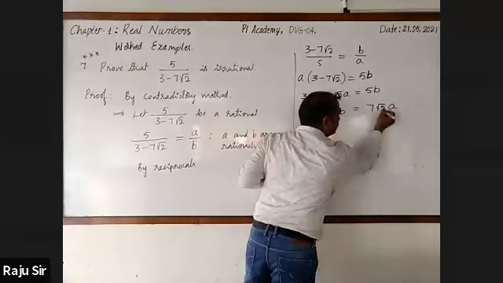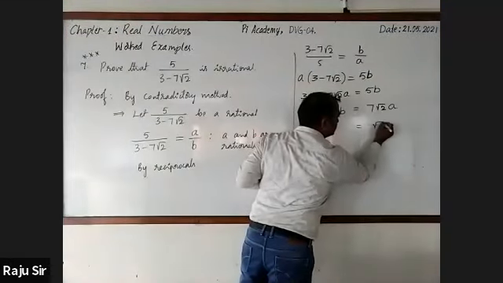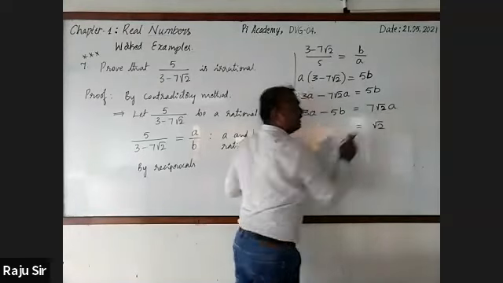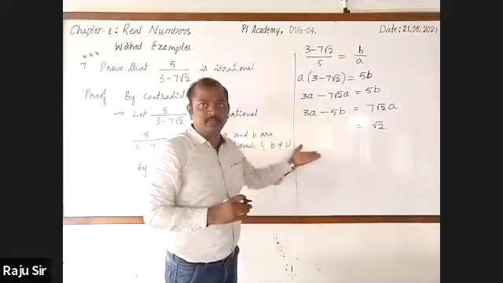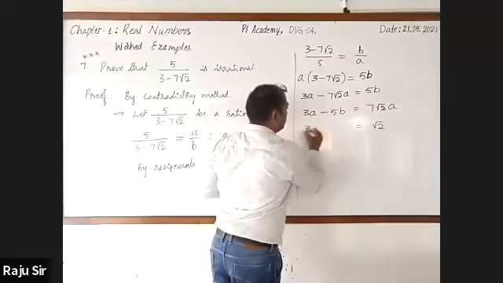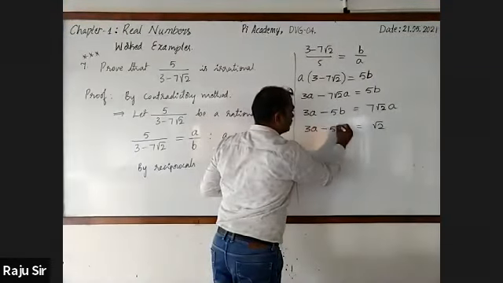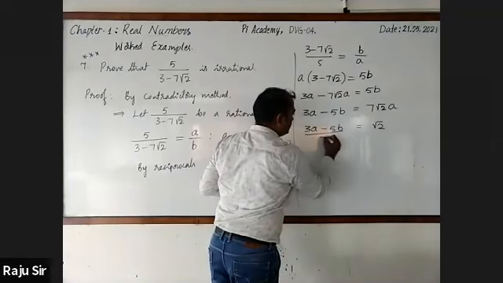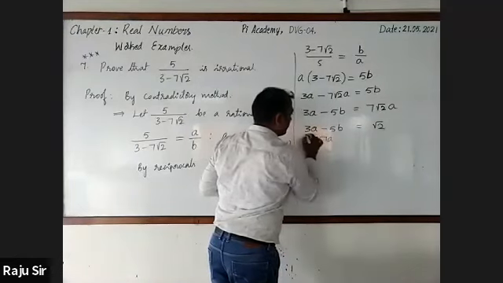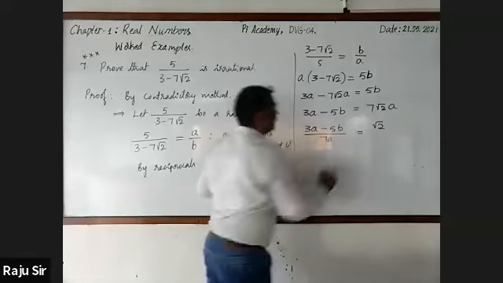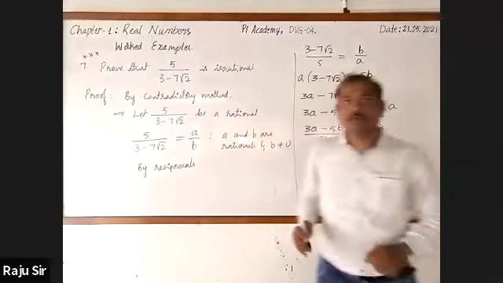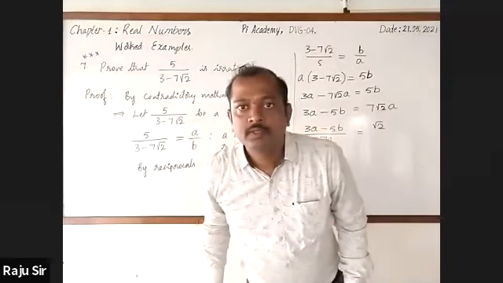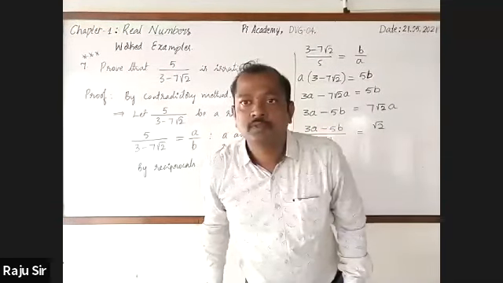Then write root 2 as it is. Remaining 7 into a is there, that is 7a. Transpose that to the denominator. This will be 3a minus 5b by 7a, that is equal to root 2.